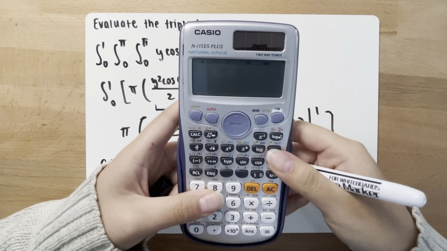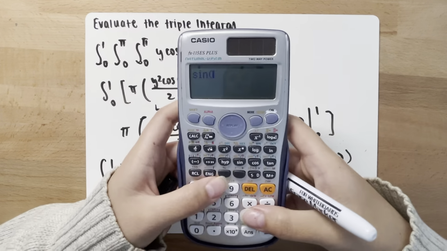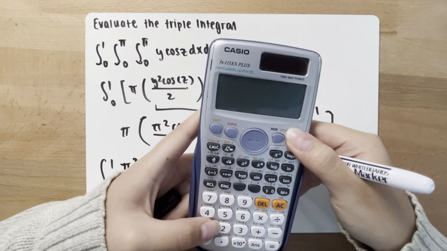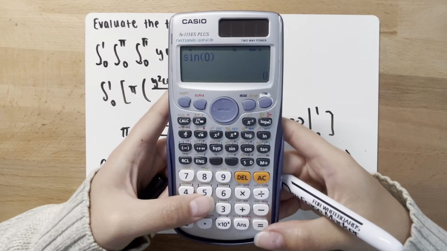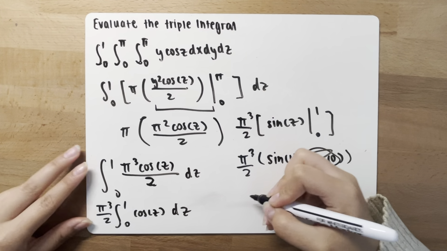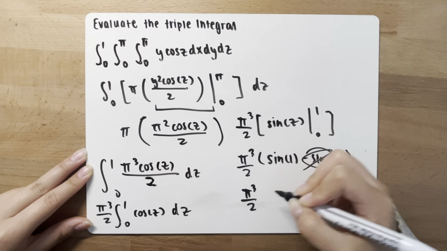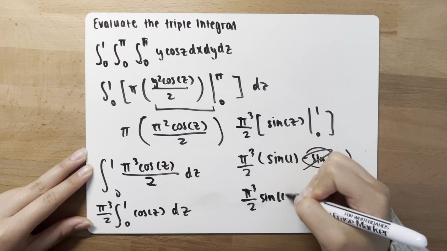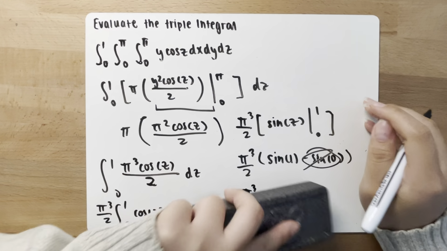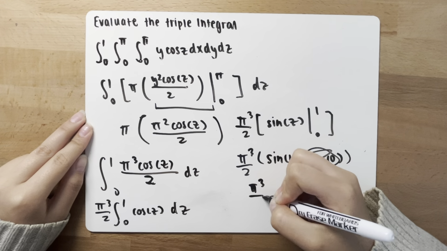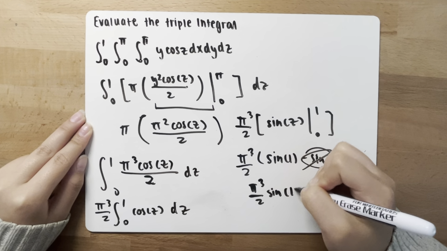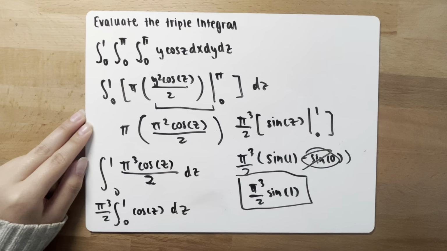So if you evaluate it, sine 0 is going to equal 0, so this cancels out. You're left with pi cubed over 2 sine 1. Let me rewrite it: pi cubed over 2 sine 1. This will be your answer.